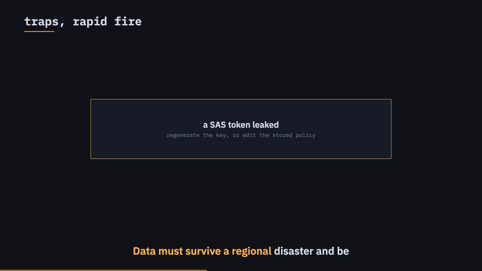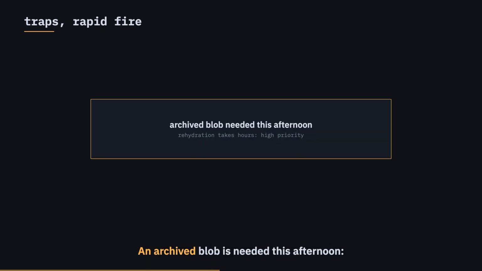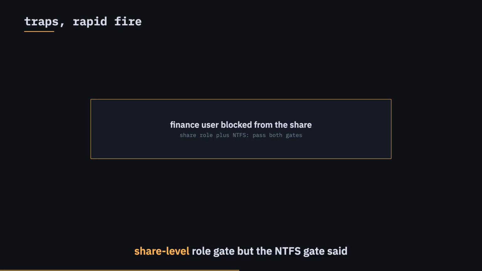Data must survive a regional disaster and be readable in the second region today, that is RA-GRS or RA-GZRS, the read access variants. An archived blob is needed this afternoon. Rehydration takes hours at standard priority. Pay for high priority or plan better. And a user in the finance group cannot enter the finance file share. They passed the share level role gate, but the NTFS gate said no, or the other way around. Every one of these is a fact from this hour, wearing a story as a disguise.